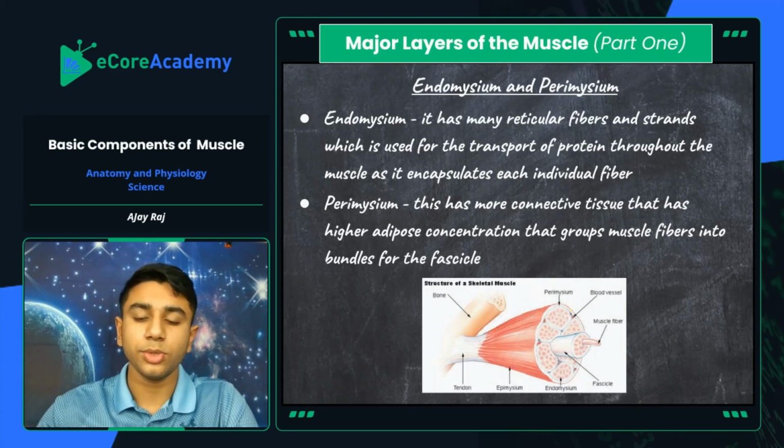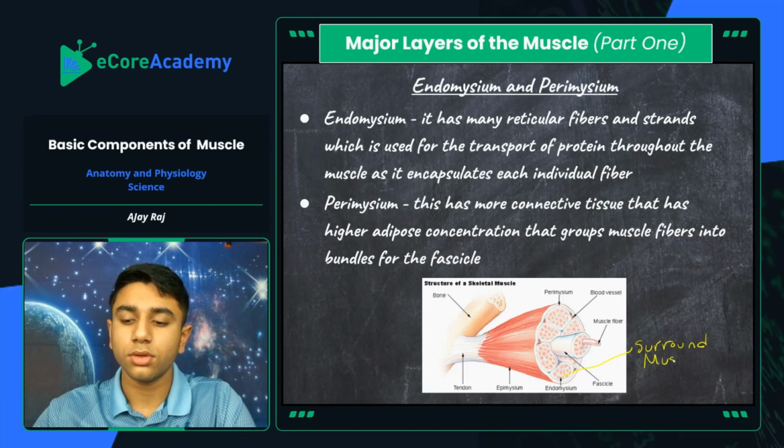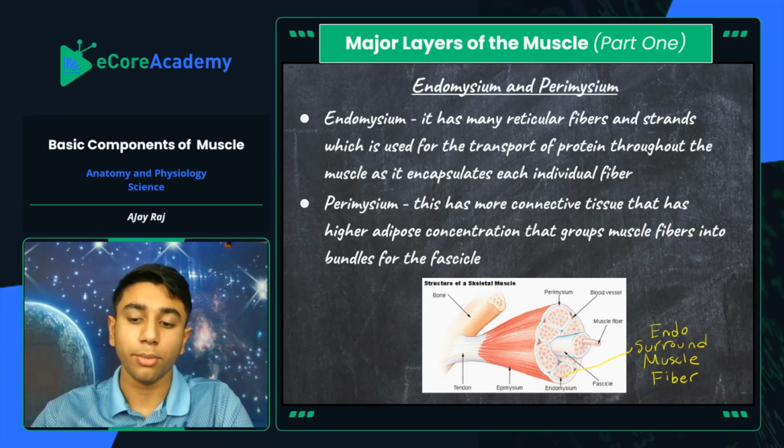So now let's take a look at what we just covered. So we have the endomysium, which surrounds each muscle fiber, around the sarcoplasm. We'll just say endo. Endo meaning inside, so innermost. And then, of course, we have the perimysium, which surrounds the fascicle. So, right, perimysium. And it surrounds your fascicle.